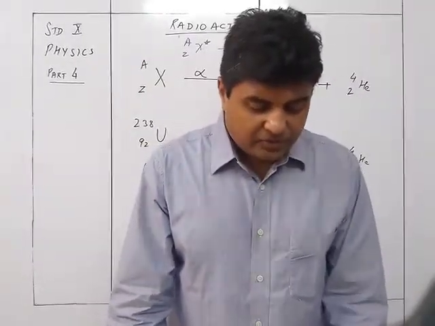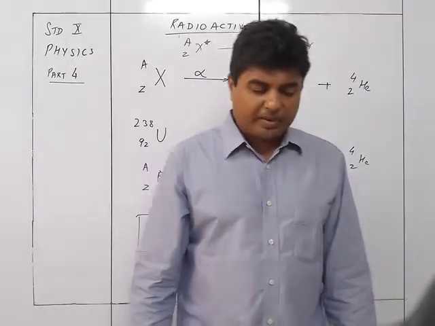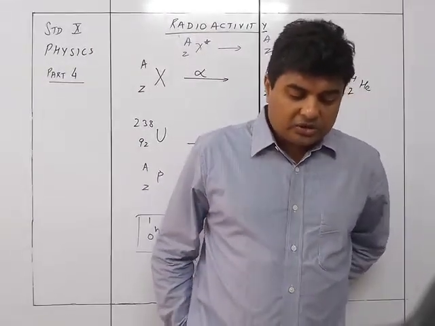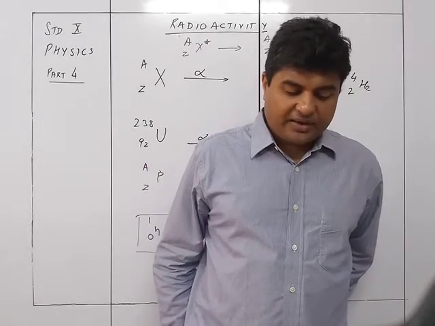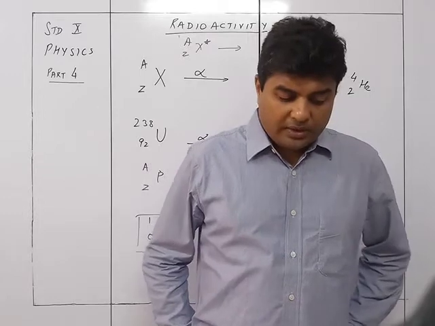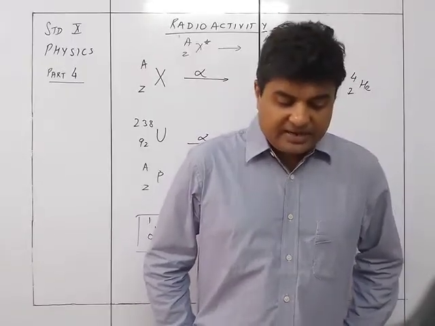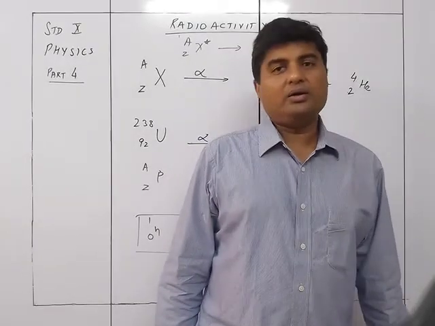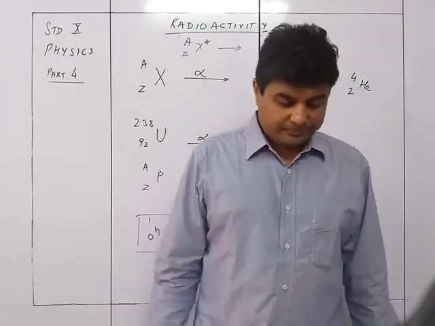The table below shows the effect on atomic number Z and atomic mass number A due to the emission of alpha, beta and gamma. In alpha, Z decreases by 2 and A decreases by 4. In beta, Z increases by 1 and there is no change in A. In gamma, there is no change in A or Z.